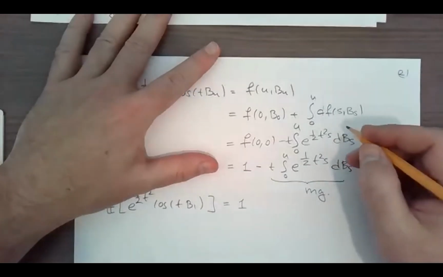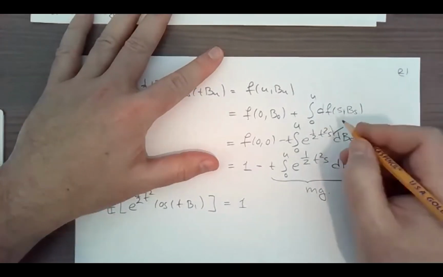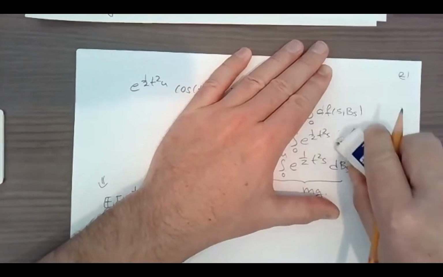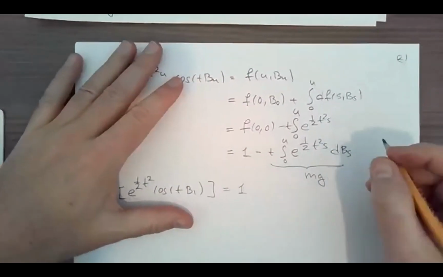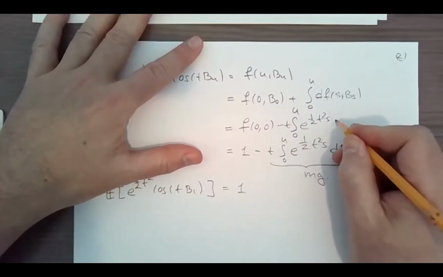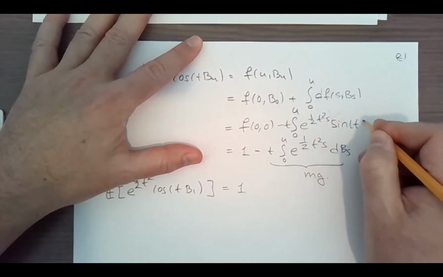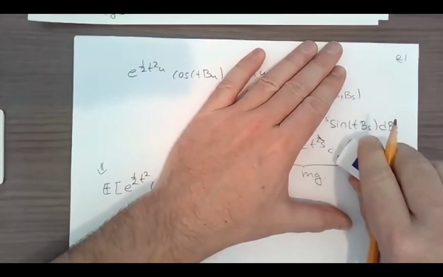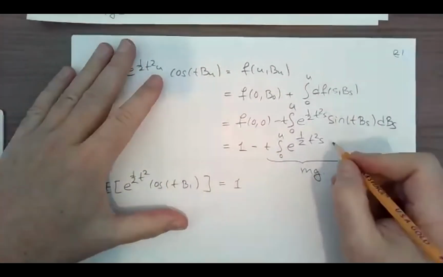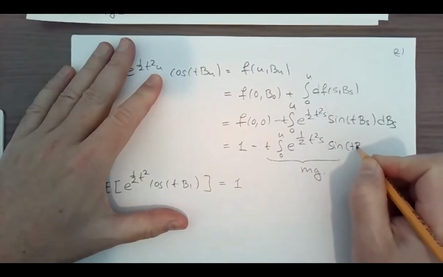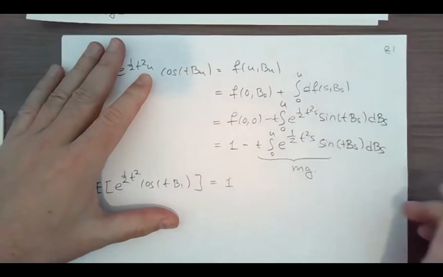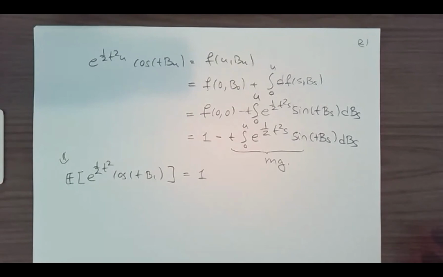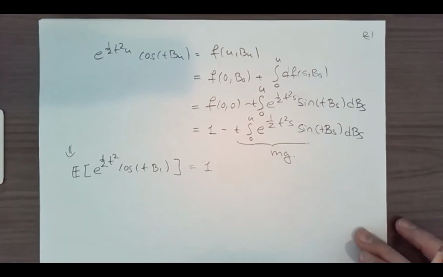It should have been sitting right here. Let me put it in. This is sine t B_s dB_s. The same thing here. Thank you. Are there other questions?